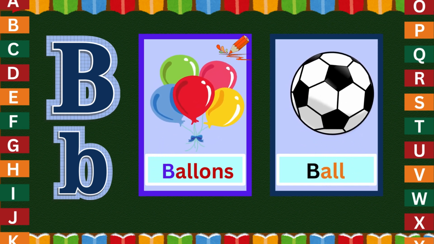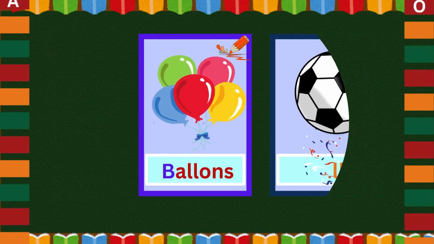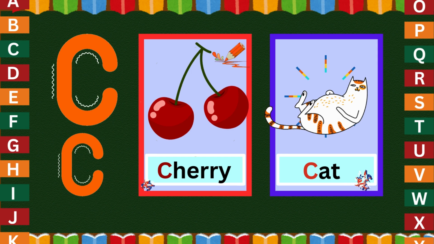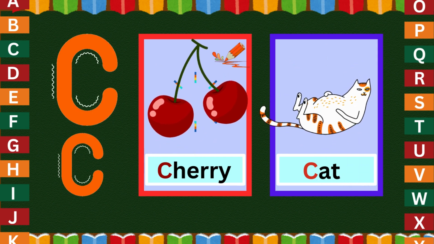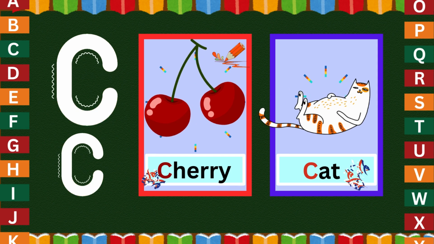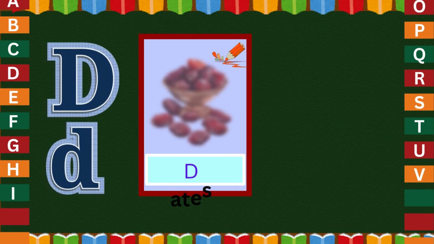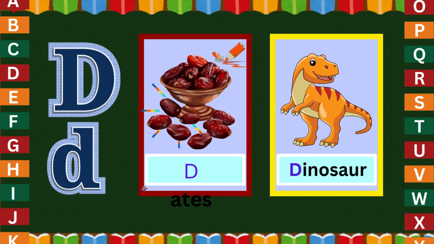F for fig. F for flowers. G for gas. G for guava. H for hackberry. H for hat. I for imbe fruit. I for ice cream. J for jackfruit. J for jelly. K for kiwi. K for kid. L for lychee.